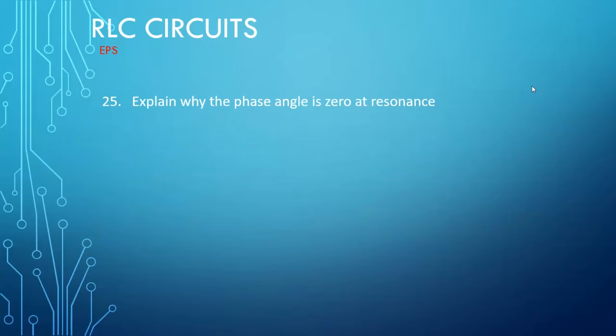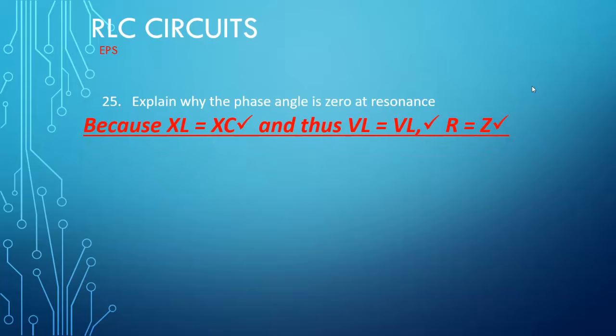Explain why the phase angle is 0 at resonance. Because XL is equal to XC and thus VL is equal to IL, R is equal to Z.